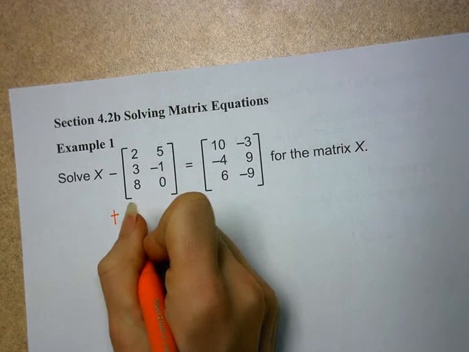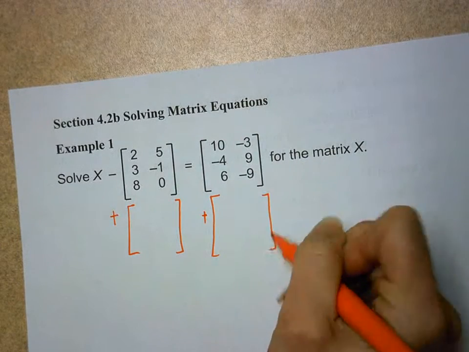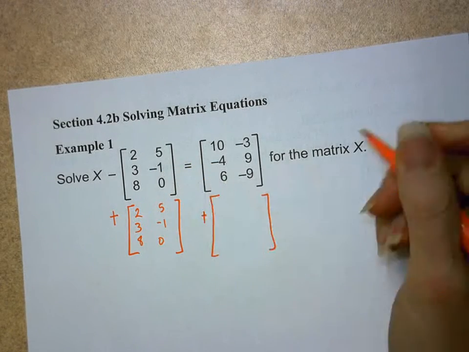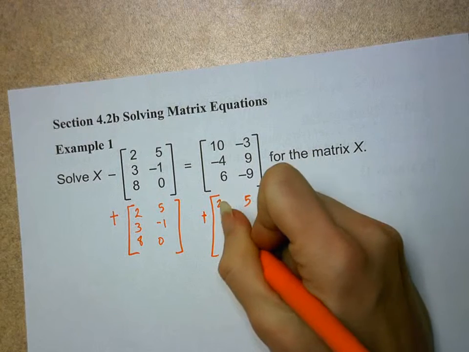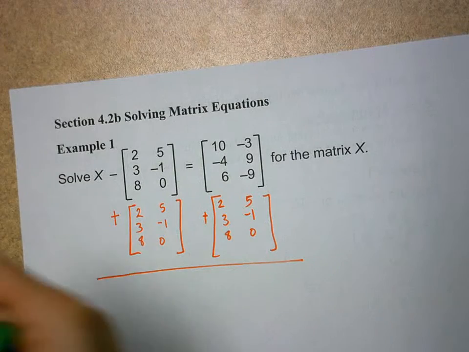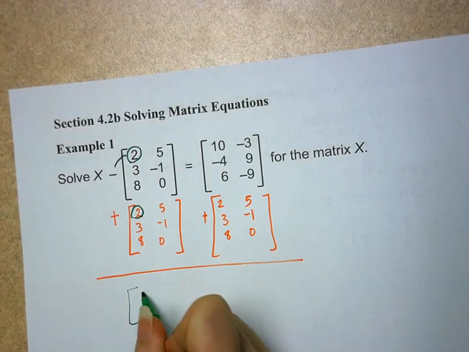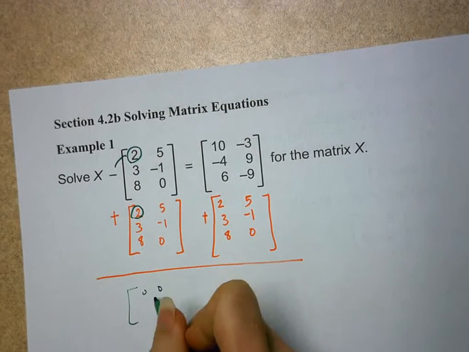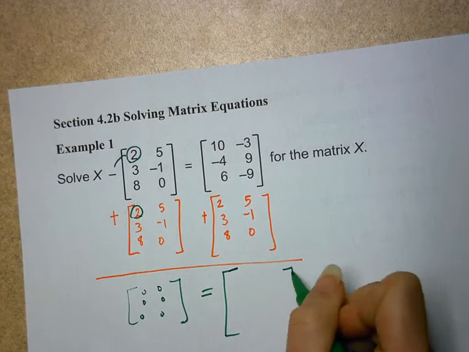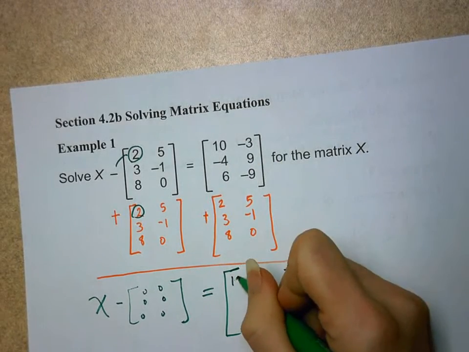So I'm going to add the numbers in these matrices. So I'm going to add 2, 5, 3, negative 1, 8, and 0. And if I look at this piece, I have negative 2 plus 2 gives me 0. Negative 5 plus 5 is 0. Negative 3 plus 3 is 0. 0, 0, 0 is equal to, and now I'm going to add these, so I have x minus 0 is equal to 10 plus 2 is 12.